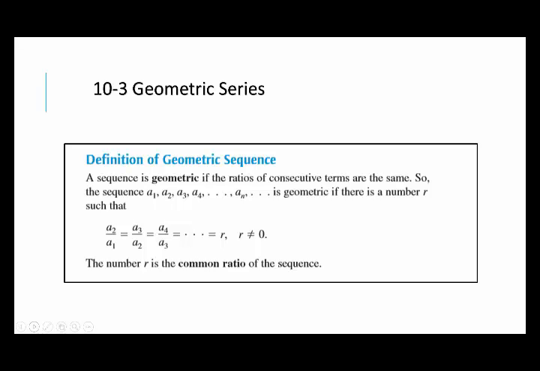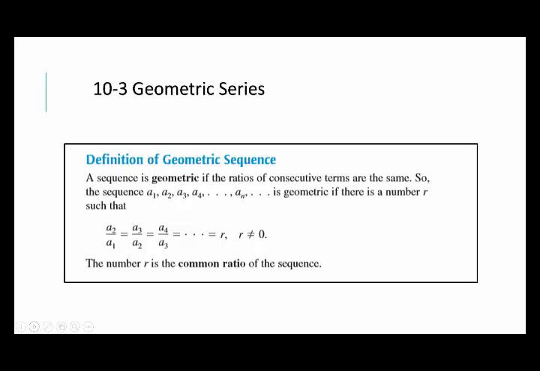A sequence is geometric if the ratios of the consecutive terms are the same. So in the sequence a sub 1, a sub 2, a sub 3, a sub 4, and so on, it is geometric if there is a number r such that the second term divided by the first term is equal to the third term divided by the second term, and the fourth term divided by the third term, and so on and so forth. The number r is a common ratio of the sequence.